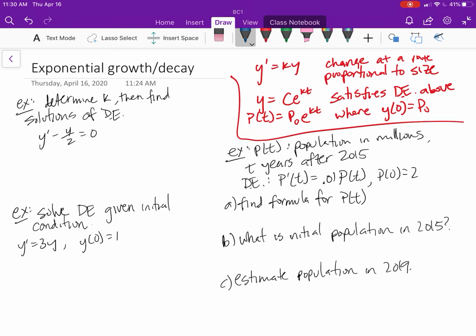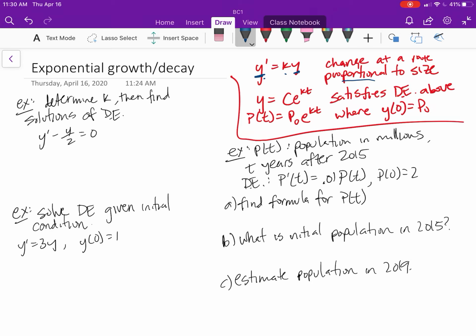So the first thing we have is y prime. Remember, prime is the derivative, right? It's a rate of change. So we're saying it's changing at some k times y, which we call proportional, right? So the change is at a rate proportional to the size. It means you take the original function y and multiply it by some constant and you get its rate.